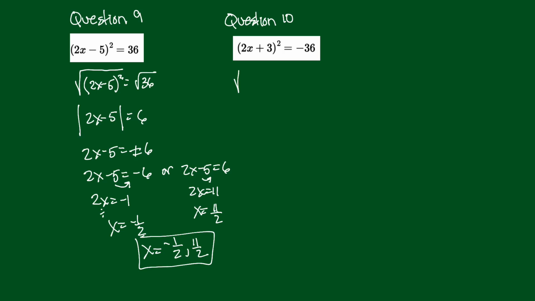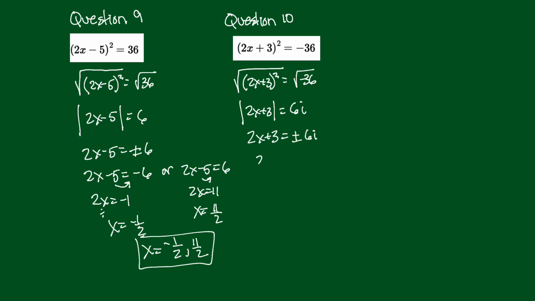Let's take square roots of each side. I'll get the square root of 2x plus 3 squared equals square root of negative 36. And on the left side, square root of a square gives us the absolute value of 2x plus 3 equals, now on the right side, square root of negative is i. I'll get the i, and then square root of 36 is 6, so I'll get 6i. Now, remove the absolute value. This is where we get plus or minus. So I get 2x plus 3 equals plus or minus 6i.